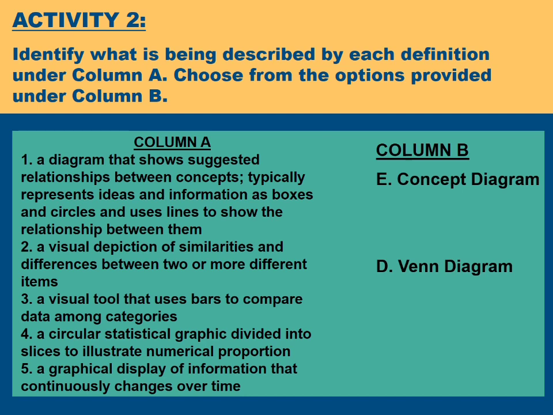How about number 3? A visual tool that uses bars to compare data among categories. And the correct answer is letter A, bar graph. Next, number 4. A circular statistical graphic divided into slices to illustrate numerical proportion. And the correct answer is B, pie chart. And the last one, a graphical display of information that continuously changes over time. It is letter C, line graph. Wow, you did the activity well. Congratulations!